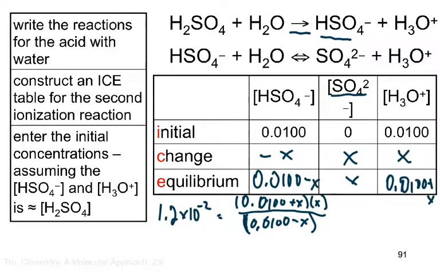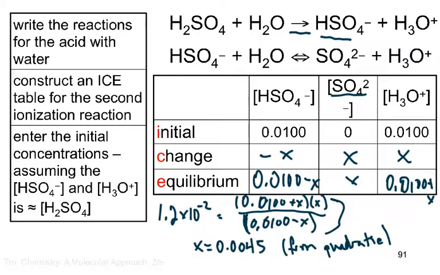If you do that or plug it into something like Wolfram Alpha where you can solve it, you're going to get an x value equal to 0.0045. So that's from the quadratic. Again, you won't be expected to do that on a test. You won't need to use a quadratic equation, but I do expect you to be able to get to here.